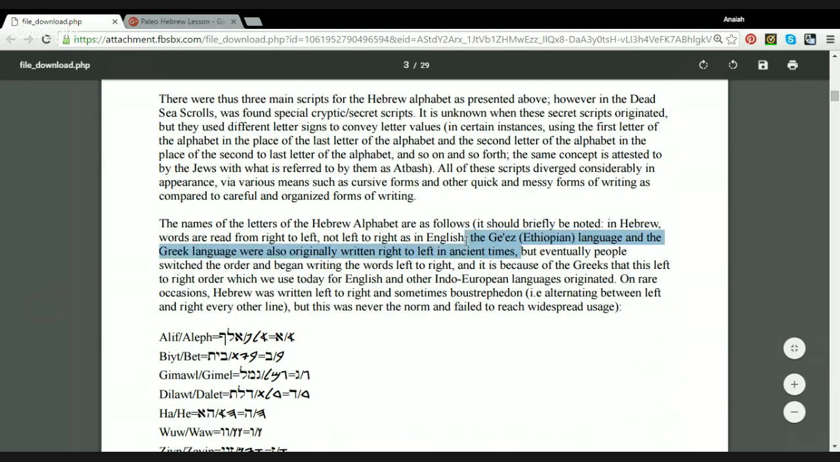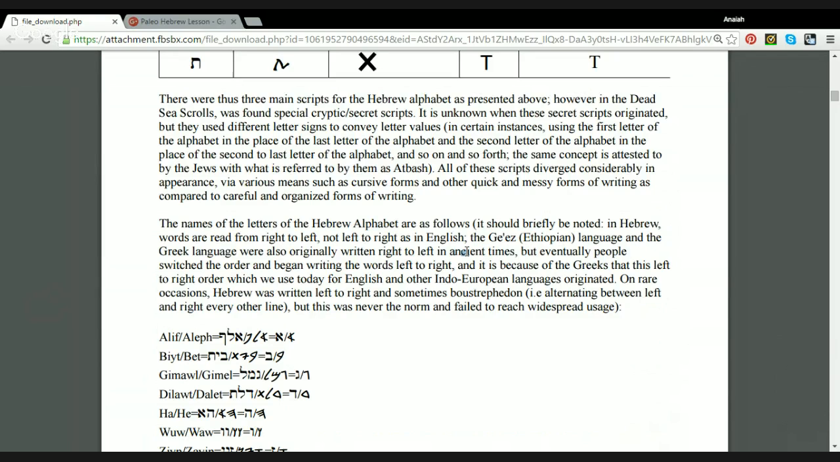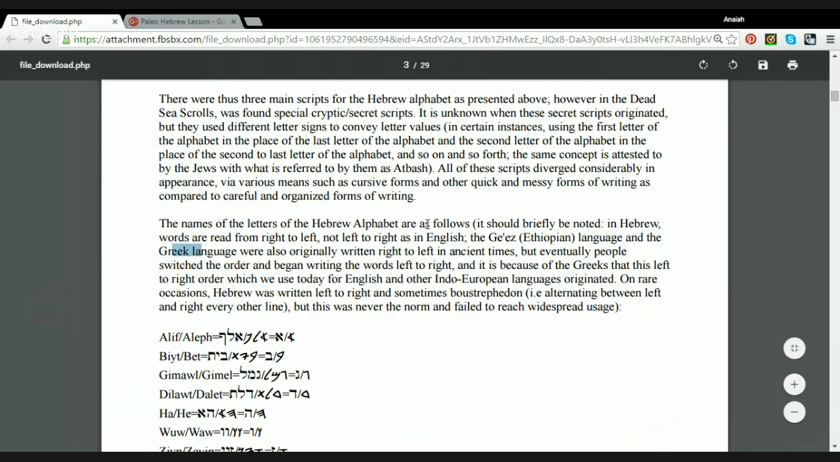I got that information from actual scholars. It's not me just making that up. I've read from the scholarly people. These are the top scholars. These aren't just nobodies. So that's what they say. They say the oldest manuscripts of Ge'ez are right to left, and the same thing for Greek. But later on, it started being copied the other way.